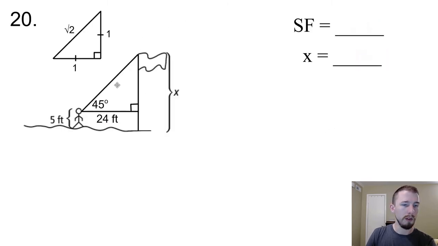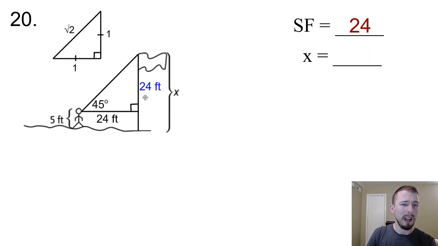All right, number 24, this is a 45, 45, 90 right triangle. So it is similar to 1, 1, radical 2. We have a leg length of 1, which turns into a leg of 24. So our scale factor is equal to 24. Then the next part we want to know is what is this length here going to be? Well, that's another leg, and it's got to be the same thing. So that's got to be 24.